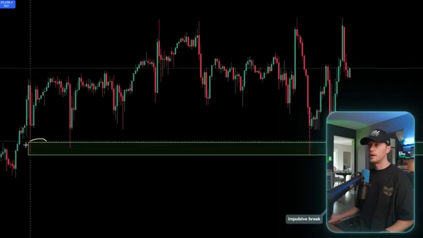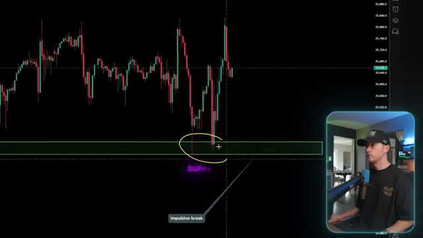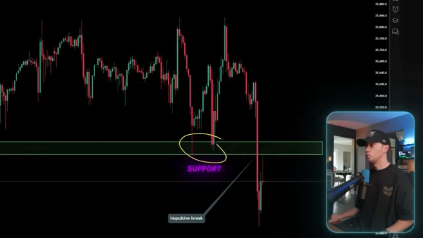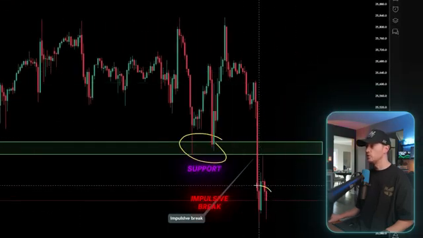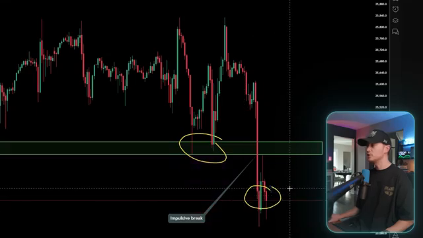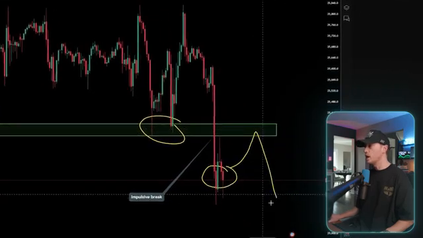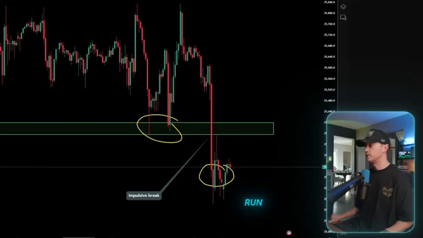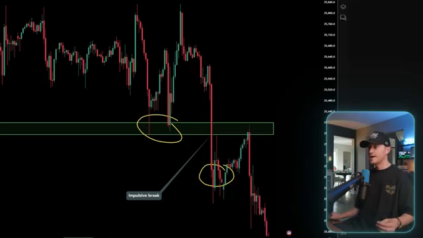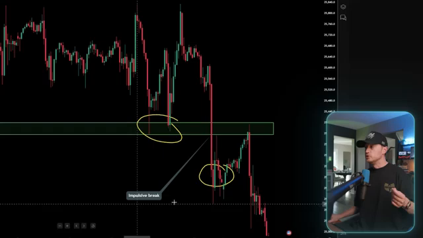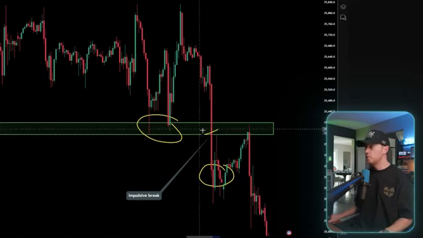Here's another example. We have our obvious level of support, and then we play out the chart. What happens? We get the impulsive break and close. That means we're very likely to get the run on liquidity. So as I play this out, we get the run on liquidity, and it pushes down. So to avoid the run, just make sure there is no impulsive break.